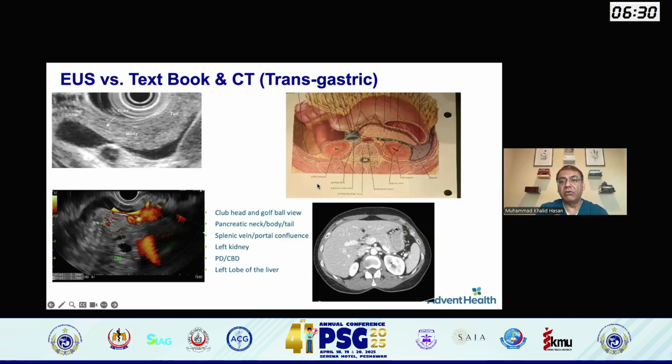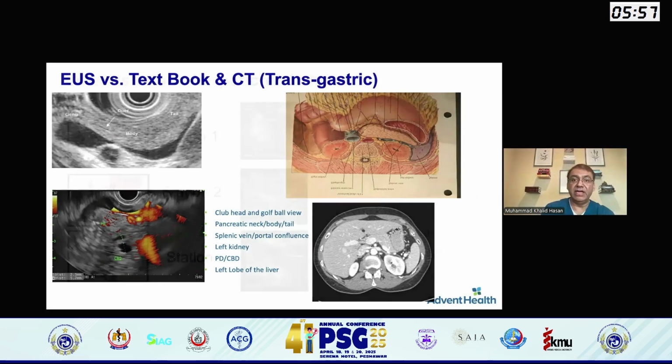Now see right here: left kidney, spleen, the same image in EUS. I just wanted to show you how the EUS image is going to look compared to the textbook and the CT scan. The CT scan axial image looks like this: your kidney, spleen, pancreas, exactly the same as the EUS. With a regular textbook, flip the page, look under the light, and it gives you the same image.